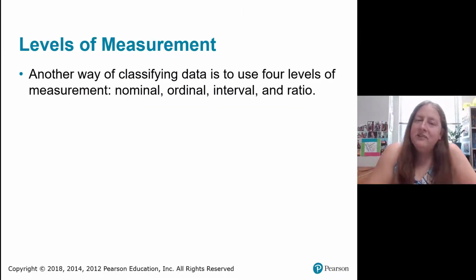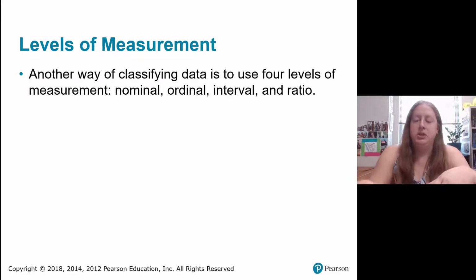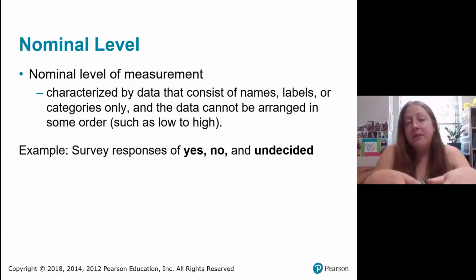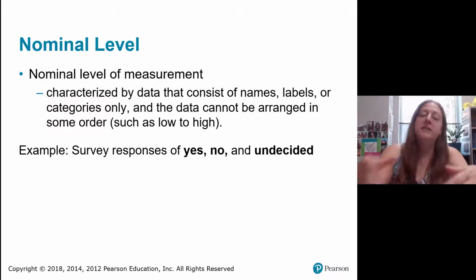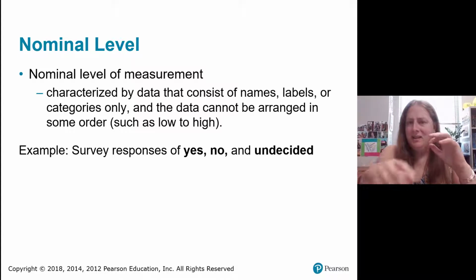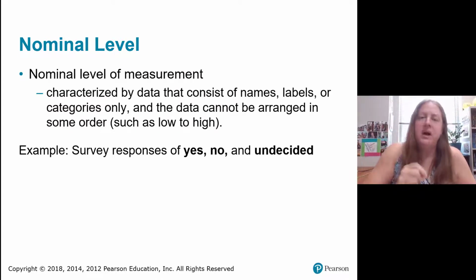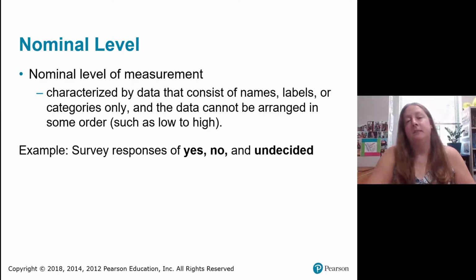Now, another way of thinking about classifying data is to have 4 levels. We name these 4 levels nominal, ordinal, interval, and ratio. At the nominal level, these are things that are characterized by names, labels, categories. All right, so we can put a whole bunch of boxes out and we know which box it goes in. That's the nominal level.